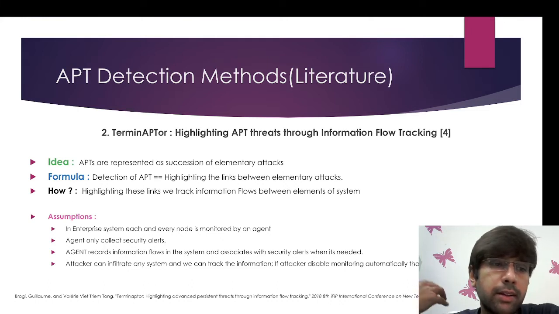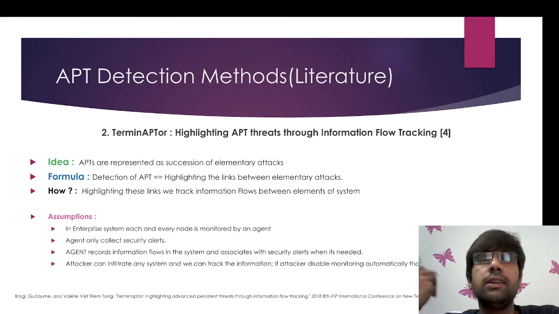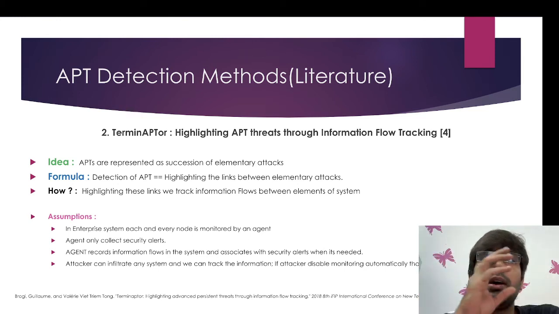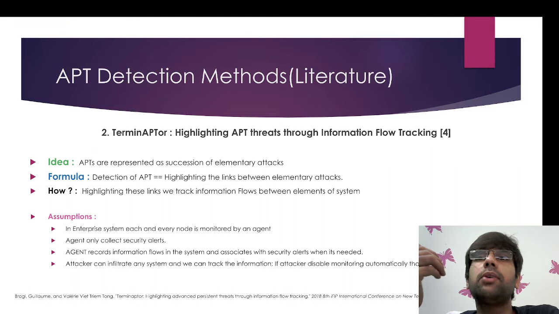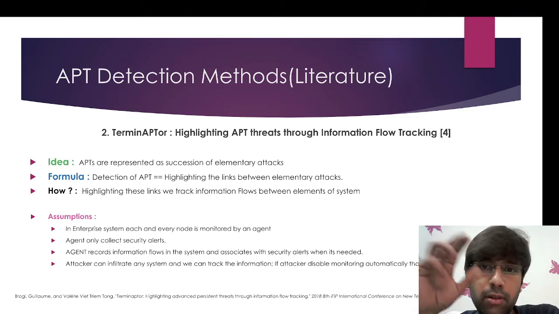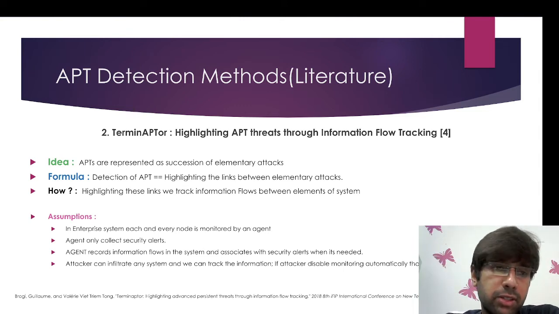Another thing is that the attacker can infiltrate any system in the victim network, so they have installed agents in each and every machine. Now we will try to understand what these events look like. The basic idea is to track the elementary links between the attacks by tracking the events. If you can identify those events, then you will be able to identify the elementary links between the attacks. This is the whole underlying concept of this Terminaptor research paper.